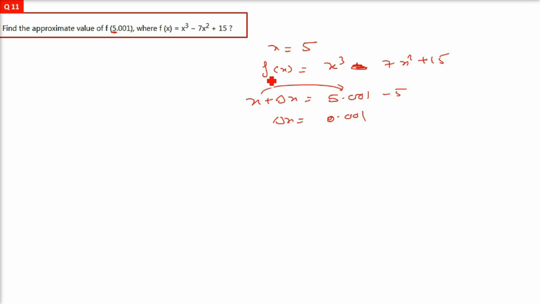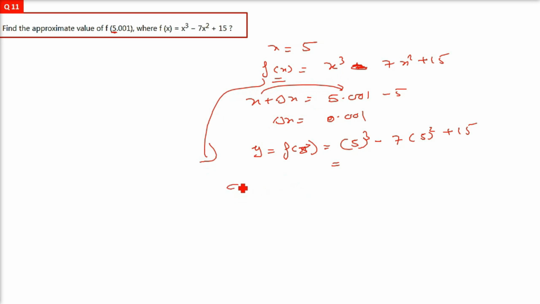Now we have to find the value of the function, that is y, for the assumed value which is 5. So y is f(x). We have to find f(5). So we'll put the value of 5 in place of x. So it will be 5³ − 7 into 5² + 15. So this is 5 into 5 into 5, 125. 5 times 5 is 25, 7 into 25, plus 15. Before that, let us do dy by dx. It is 3x² − 14x. And this also has to be computed at the assumed value which is 5. So 3 into 5² − 14 into 5.